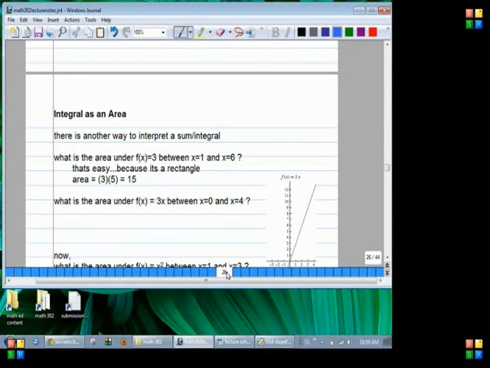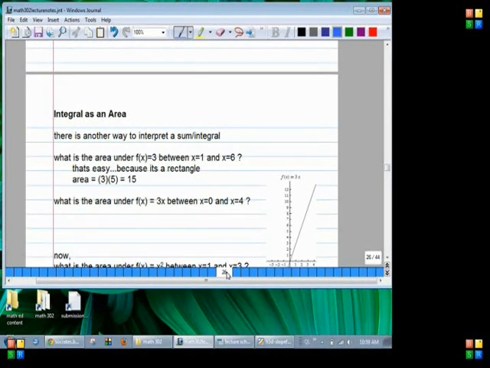So if I ask what's the area under this function from x equals 1 to x equals 6, this is a trivial question. What's that shape? It's a rectangle. So we know the area is simply the height, which is 3, times the width, which goes from 1 to 6, so the width is 5. So the area is just 15. Easy, done.